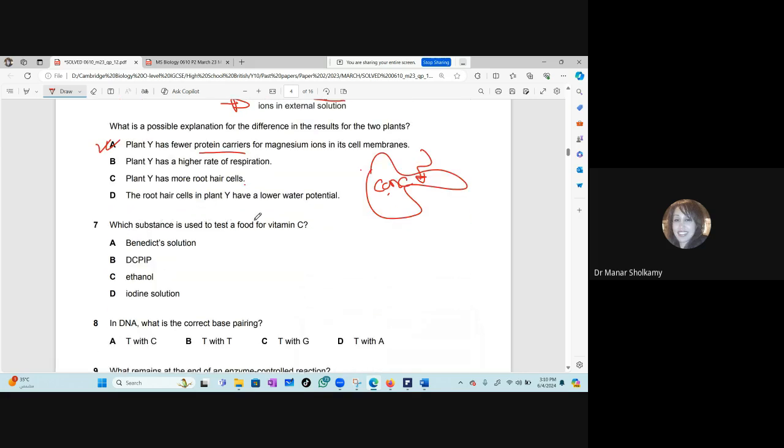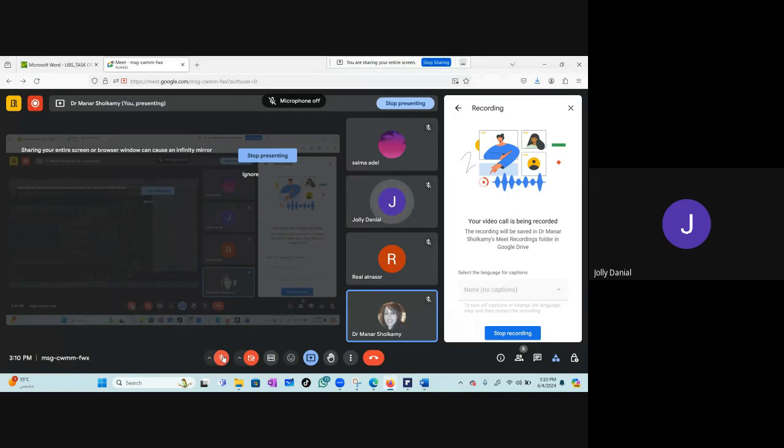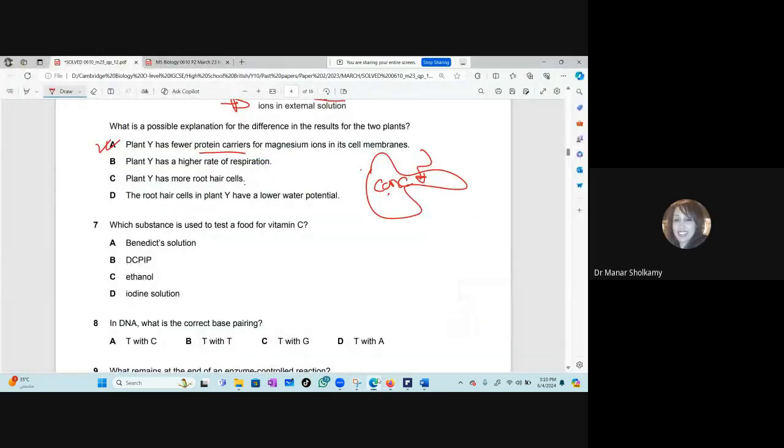Which substance is used to test for vitamin C? Benedict's, DCPIP, ethanol, or iodine? DCPIP. Yes, it's DCPIP. In DNA, what is the correct base pairing? T with C, T with T, T with G, or T with A? T with A.